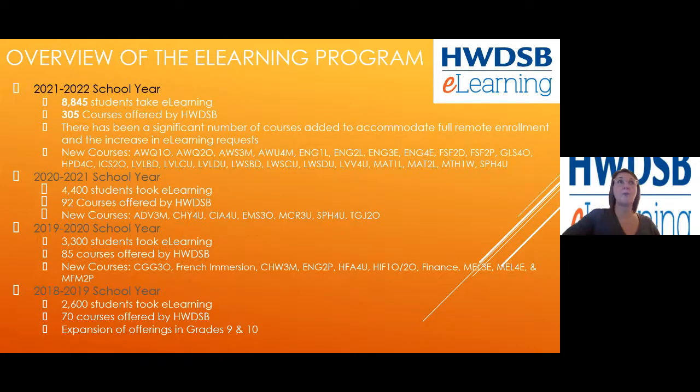We offer about 305 courses just through HWDSB, and there's been a significant number of courses added to accommodate the full remote enrollment and the increase in e-learning requests, mostly due to COVID, and so that has increased our enrollment quite a bit as well. Some new courses you can see there. This year we've got the AWQ 1.0 and 2.0, AWS 3M, AWU 4M, and the list is just way too long for me to read through all of those codes, which you probably don't really understand what they mean anyways, unless you're in one of them. But you can see there's just so many new courses, and new ones keep getting added every year.